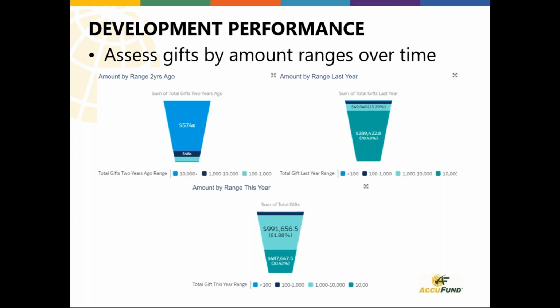So if your organization typically doesn't receive gifts at these amount levels, you can customize them to create ranges that are more appropriate or that you might want to track more closely. And so again, this is comparing 3 years worth of data on gifts based on amount ranges and where most gifts are coming in at what level.